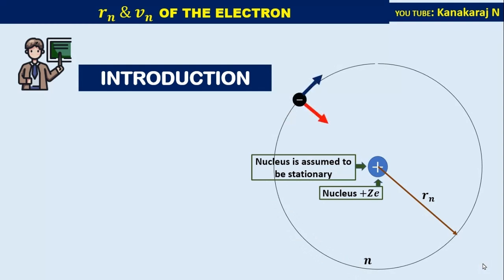Here, the electron is acted upon by the Coulomb force, which acts as a centripetal force. This is shown by a red arrow mark, and the blue arrow mark gives the direction of velocity of the electron in the orbit. The red arrow is always towards the center, giving the centripetal force, and the blue arrow gives the direction of velocity of the electron in the orbit.